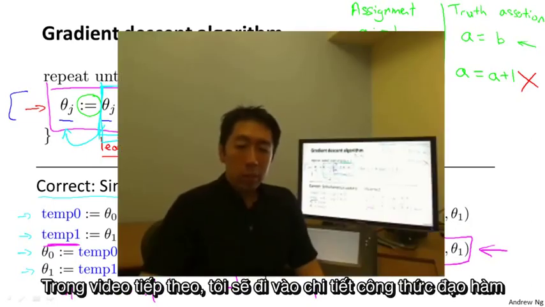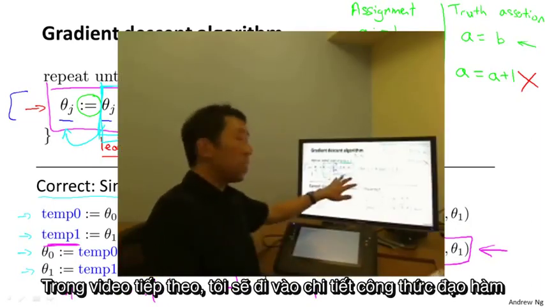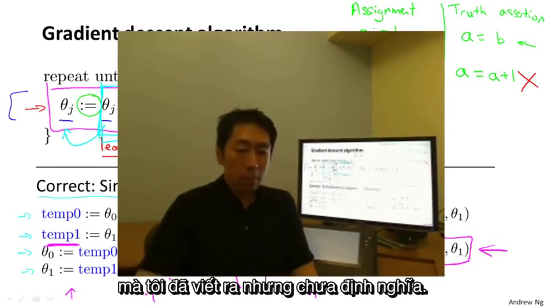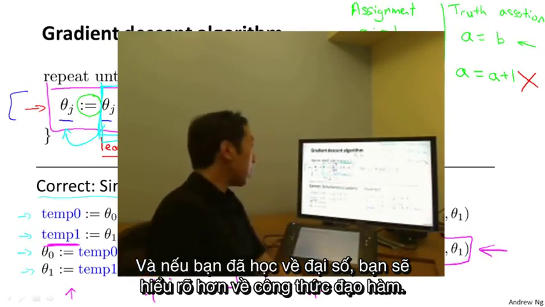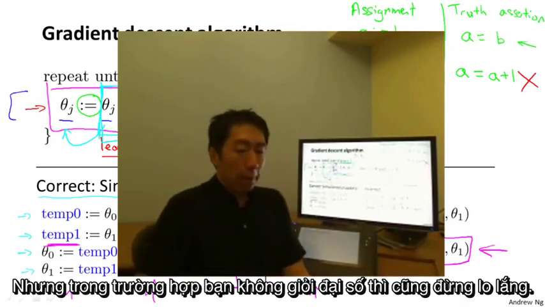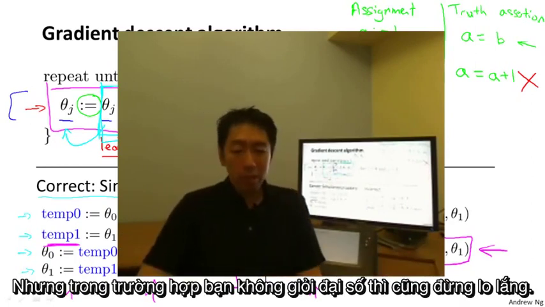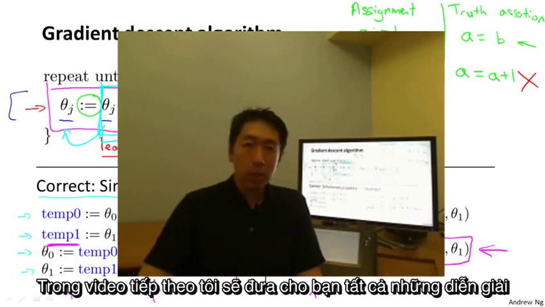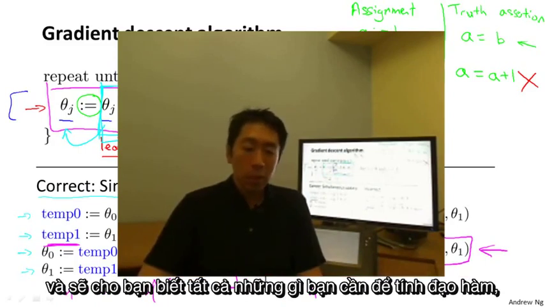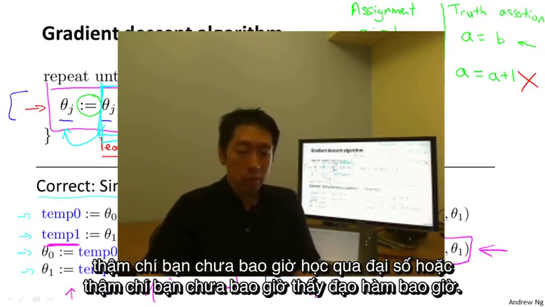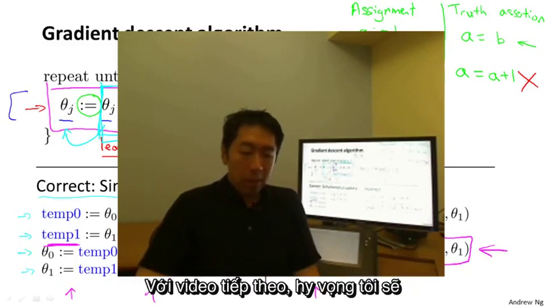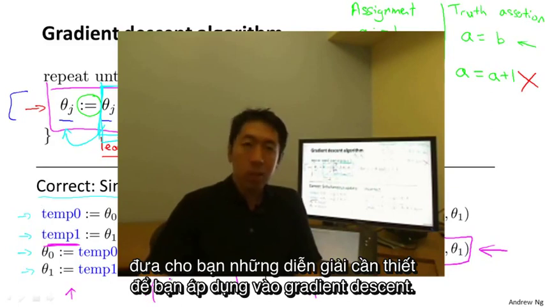In the next video, we're going to go into the details of the derivative term, which I wrote out but didn't really define. If you've taken a calculus class before, and if you're familiar with partial derivatives and derivatives, it turns out that's exactly what that derivative term is. But in case you aren't familiar with calculus, don't worry about it. The next video will give you all the intuitions and will tell you everything you need to know to compute that derivative term, even if you haven't seen calculus or even if you haven't seen partial derivatives before. With the next video, hopefully we'll be able to give you all the intuitions you need to apply gradient descent.